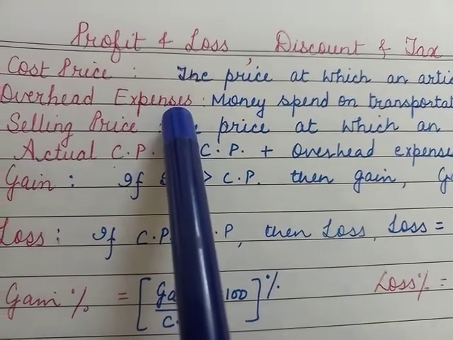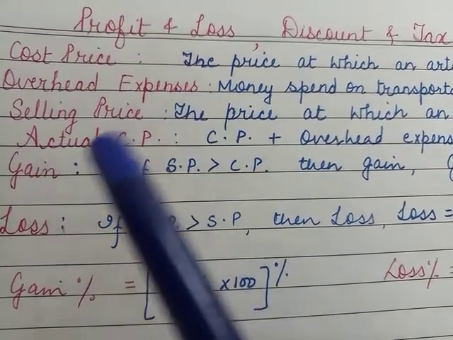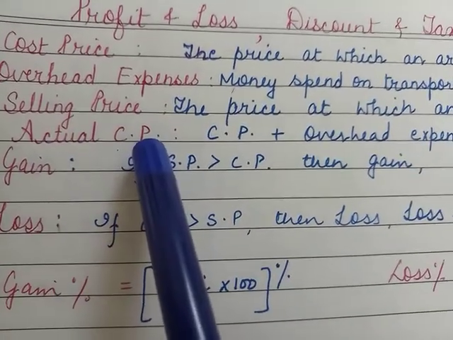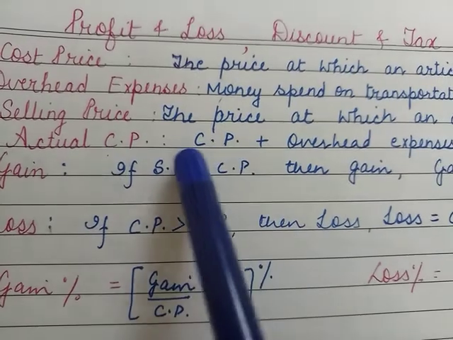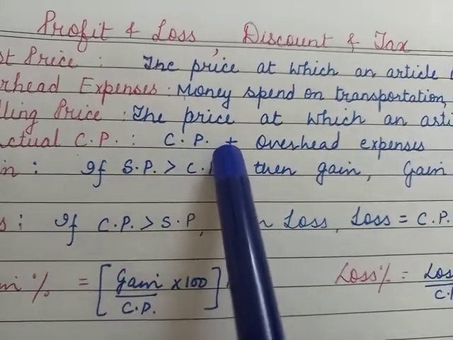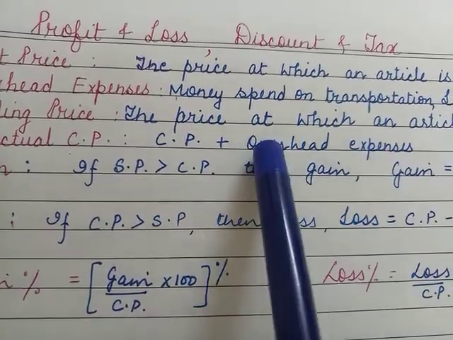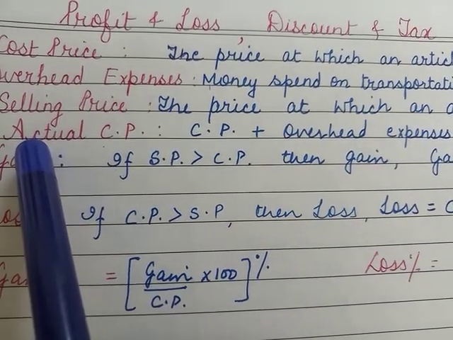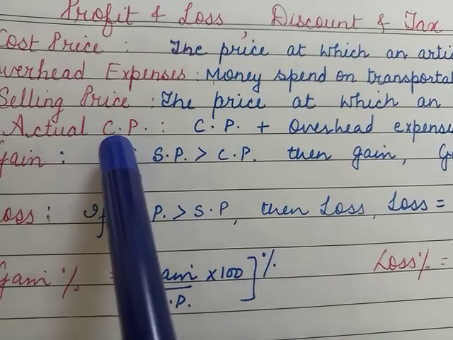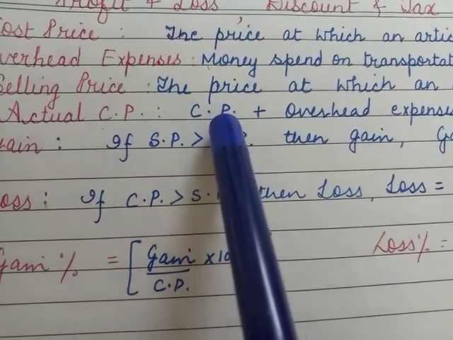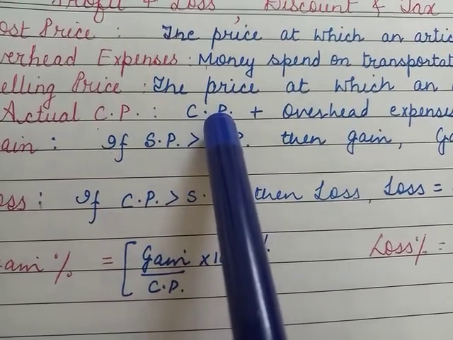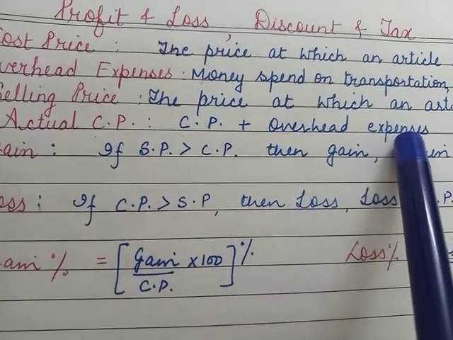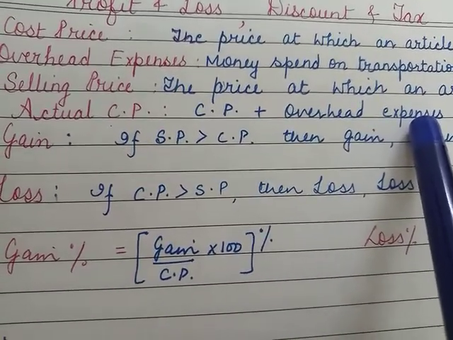So whenever we have overhead expenses, instead of cost price we write actual CP. That actual CP comprises the cost price and the overhead expenses. So whenever we have overhead expenses, we need to calculate the actual price. So what we will do, we will add the cost price and the overhead expenses.